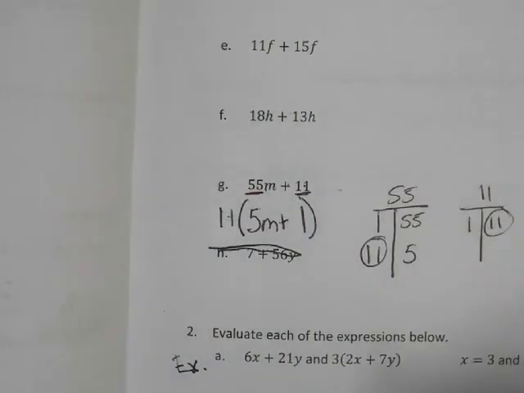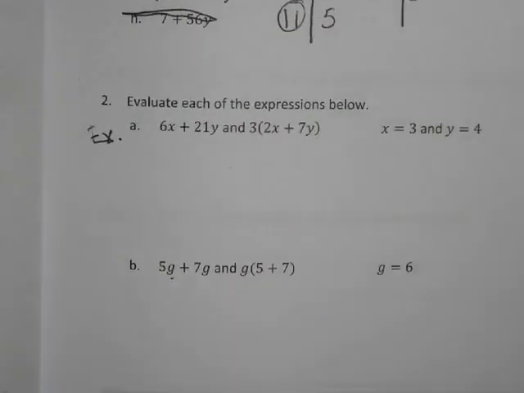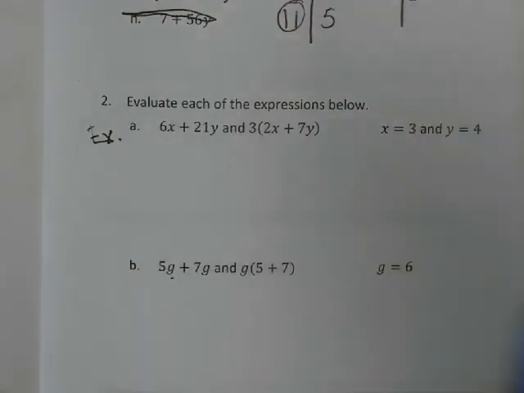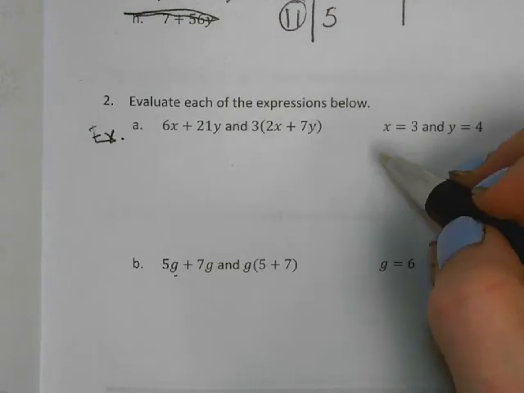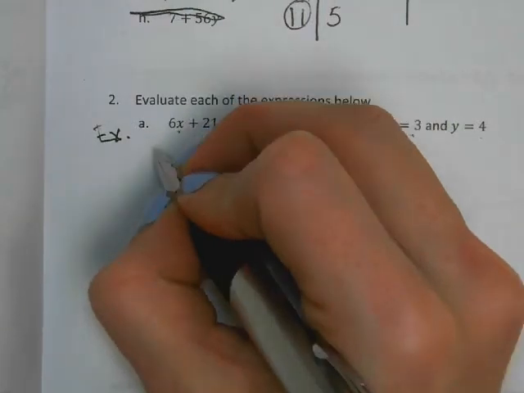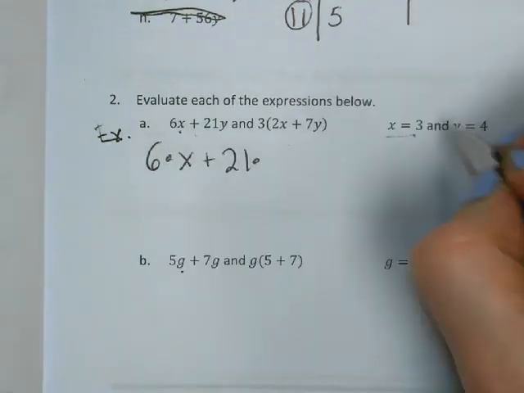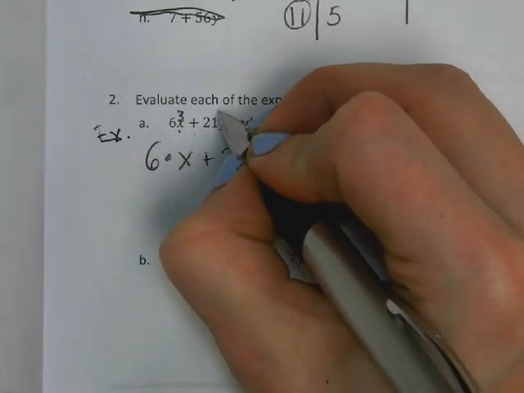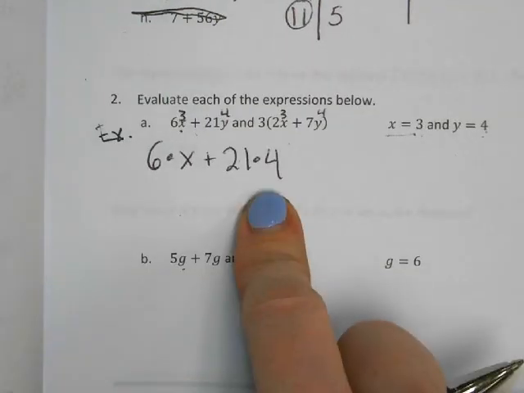Now, down here, we're actually filling in a formula, which is a part of an algebraic critical standard. And so we have 6x plus 21y and 3 times 2x plus 7y. And they want us to solve for each one. They say x is 3 and y is 4. So what I'm going to do is replace my x with 3. So that's 6 times x plus 21 times my y, which is 4. If it helps, you can even write these numbers by that letter. So that's a 3, that y is a 4, this x is a 3, that y is a 4. So I'm going to solve this first.